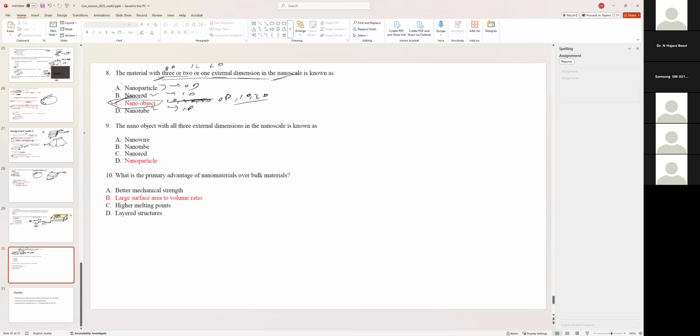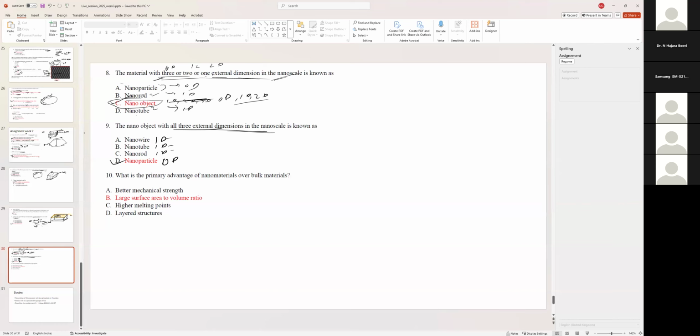A nano object with all three dimensions in nanometers is, as we just saw, a nanoparticle. Nanowire is 1D, tube is 1D, these are all 1D, and the particle is 0D. 0D means all three dimensions are in nanometer scale, and their length is in microscopic scale.